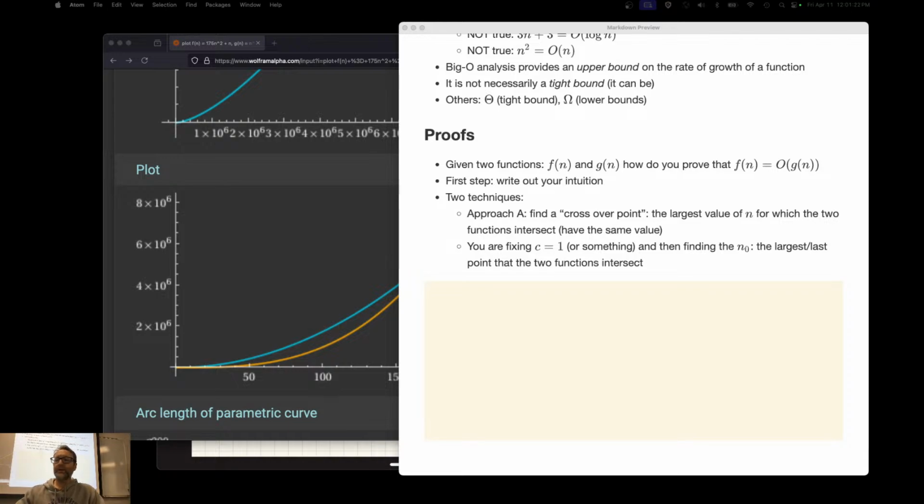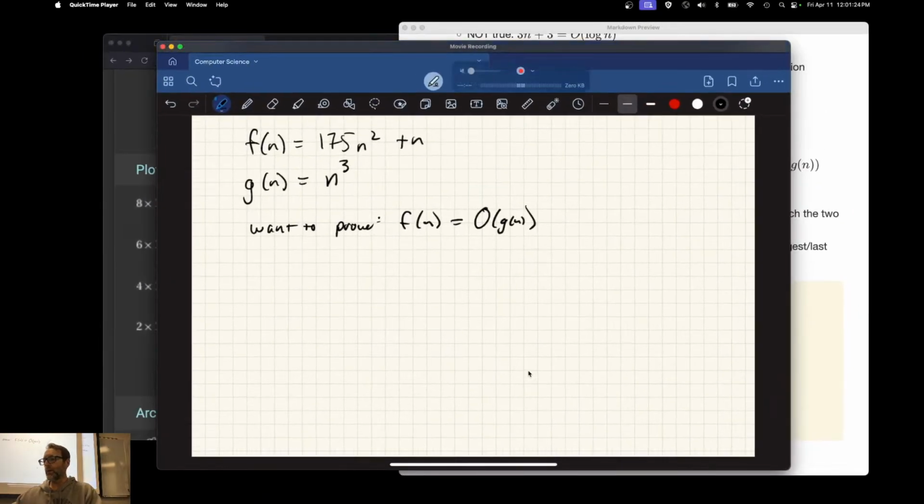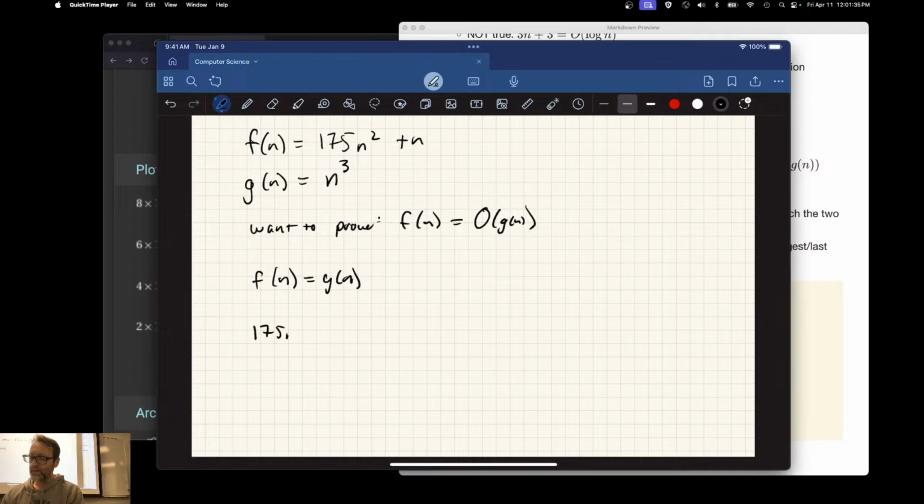So mathematically, what does that mean? Let me come over here. If I set f of n equal to g of n, that means that's where they intersect, okay? So 175 n squared plus n is equal to n cubed. Let me collect the terms. N cubed minus 175 n squared minus n is equal to 0. Oh, sorry, was it plus n? I had plus n over here, but I took it to the other side. I'm taking all this stuff over here. Minus 175 minus n. There.